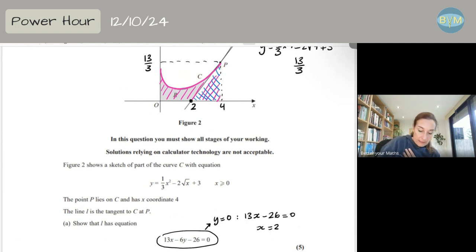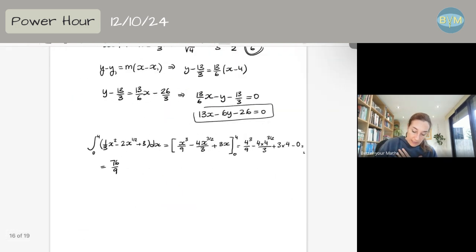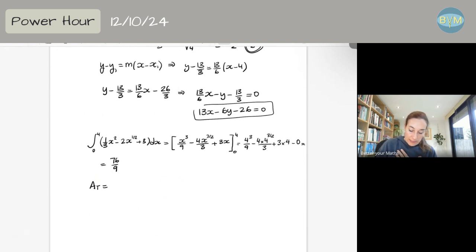Can you all see the size of the triangle? So the area of the triangle is going to be 13/3 times 2, divided by 2, which is 13/3. So the area that we need is the whole pink area, 76/9, minus the area of the triangle, which is 37/9. No?